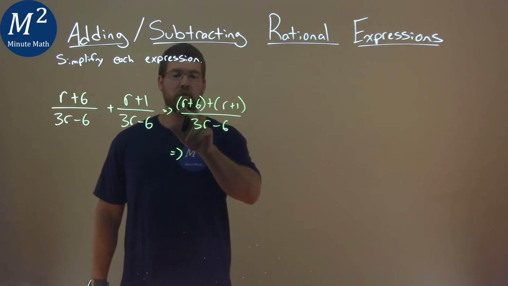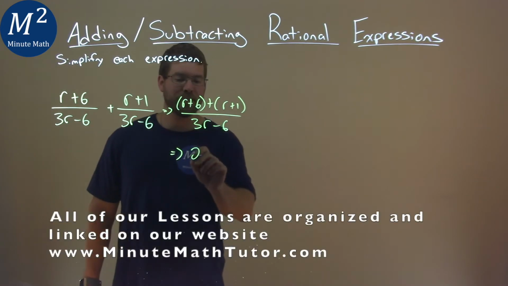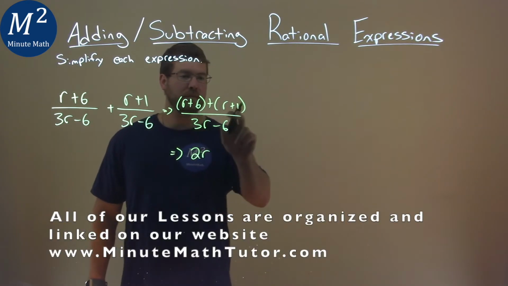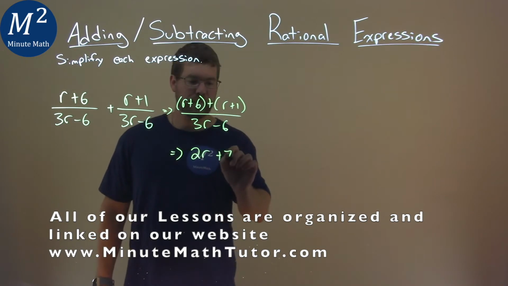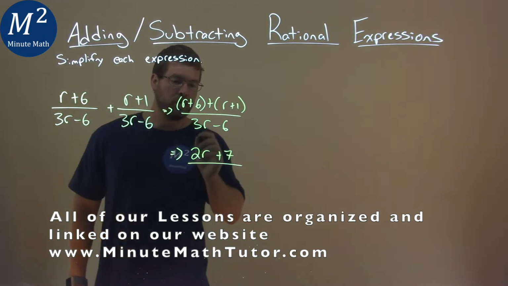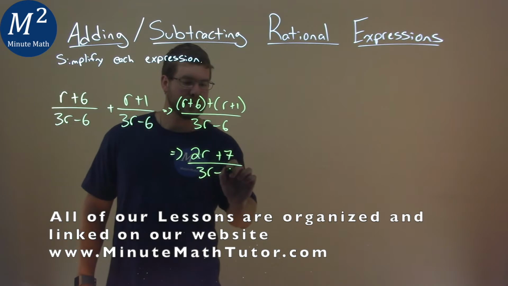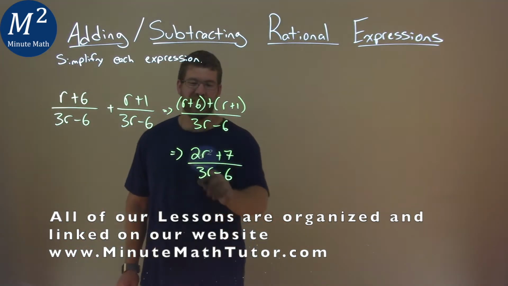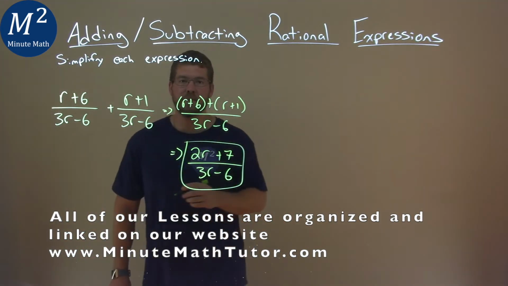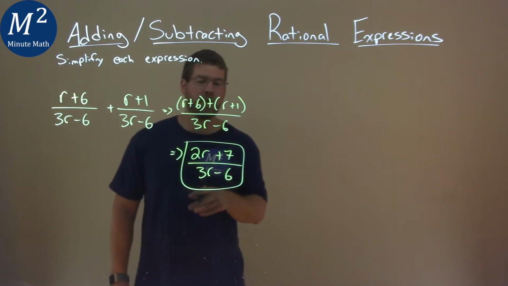We have our r's. r plus 1r is a 2r. 6 plus a 1 is a 7. And that's going to be all over 3r minus 6. There's nothing else that we really can do to simplify here, and so our final answer is 2r plus 7 over 3r minus 6.